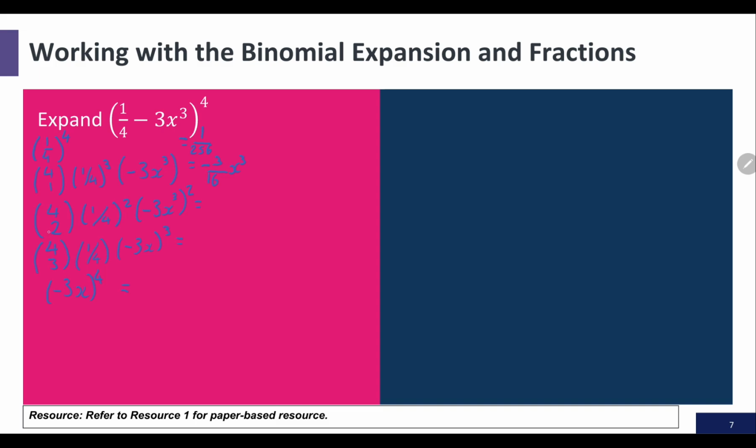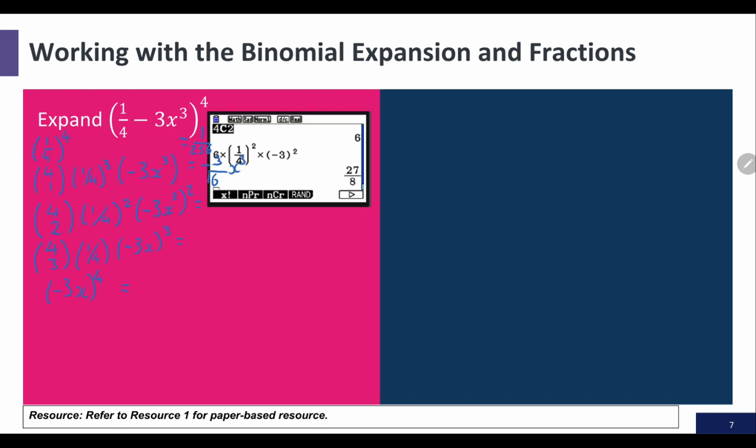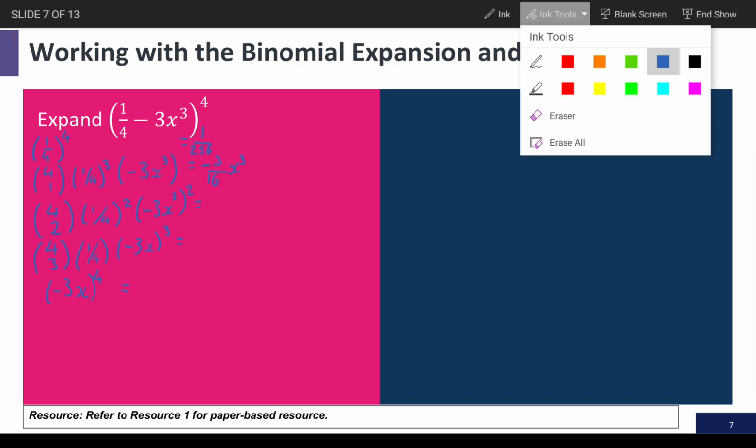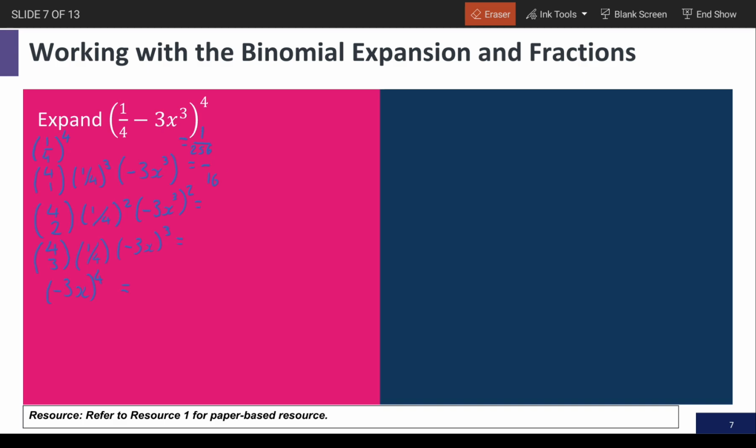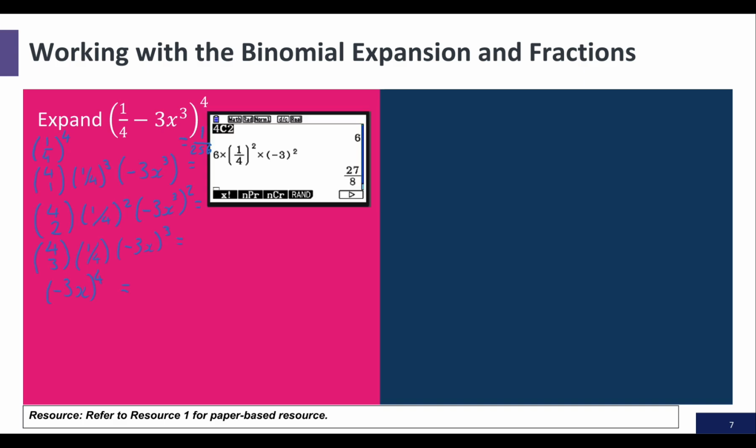Next term. 4 choose 2, multiplied by a quarter squared, multiplied by minus 3 squared. So just be really, really careful. Here comes the calculator. I'm just going to rub out that little bit of wet there and I'll put it back in a second, just so you can see the calculator. Okay, let's have a look. So 4 choose 2 is 6, multiplied by a quarter squared, multiplied by minus 3 squared. And I've let the calculator do the difficult arithmetic for me. And that comes out as 27 over 8.